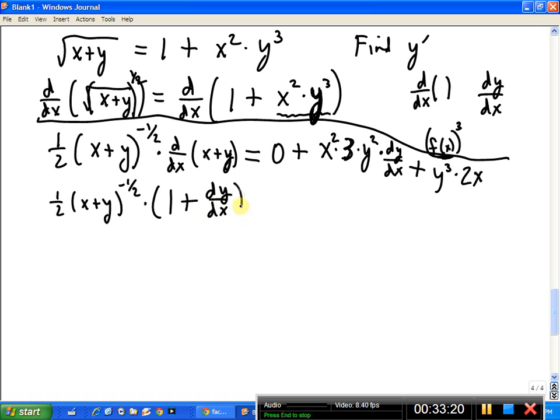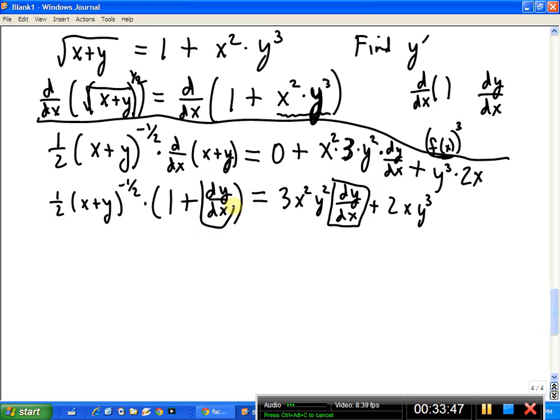Okay, so that's going to be equal to this big long mess here. Let's collect the terms a little. 3x squared y squared dy/dx plus 2xy cubed. Okay, now we've got to solve for dy/dx. And to do that, I've got to see that dy/dx is here and here. And besides which, it's entangled with all this mess. So I do have to multiply this all out to get dy/dx.